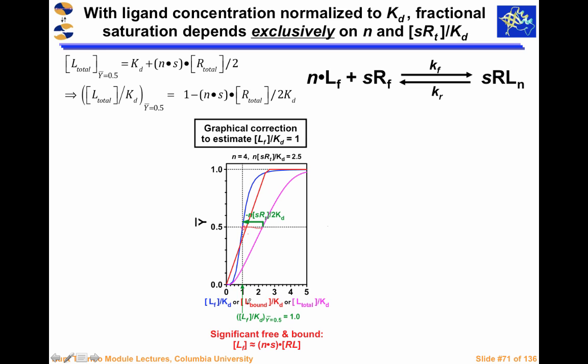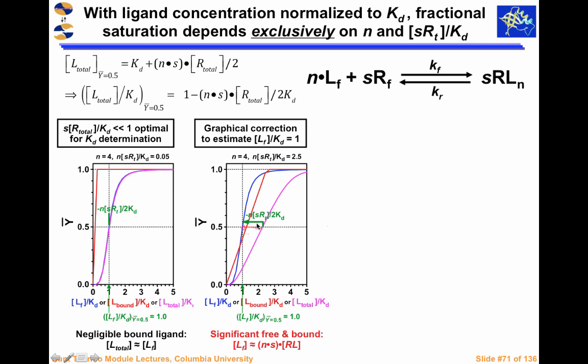In this coordinate system, the free ligand at 50% saturation has to be KD, right? So the graphical correction works as it should. It brings us back to a free ligand concentration of KD, which means LF over KD equals 1. So all of this fits together properly. The graphical correction still works even in this KD normalized coordinate space. And it allows us to now think in another way about the relationship between free and total ligand, right?